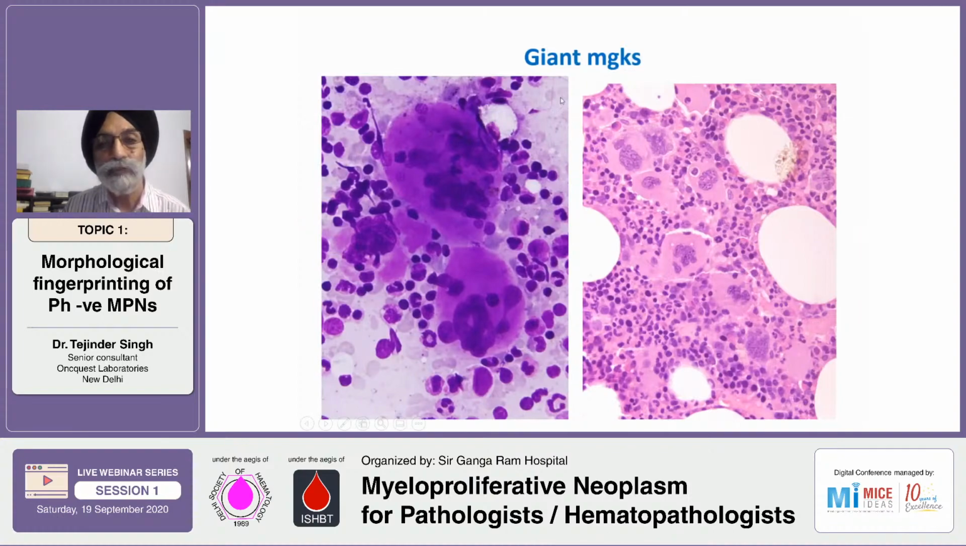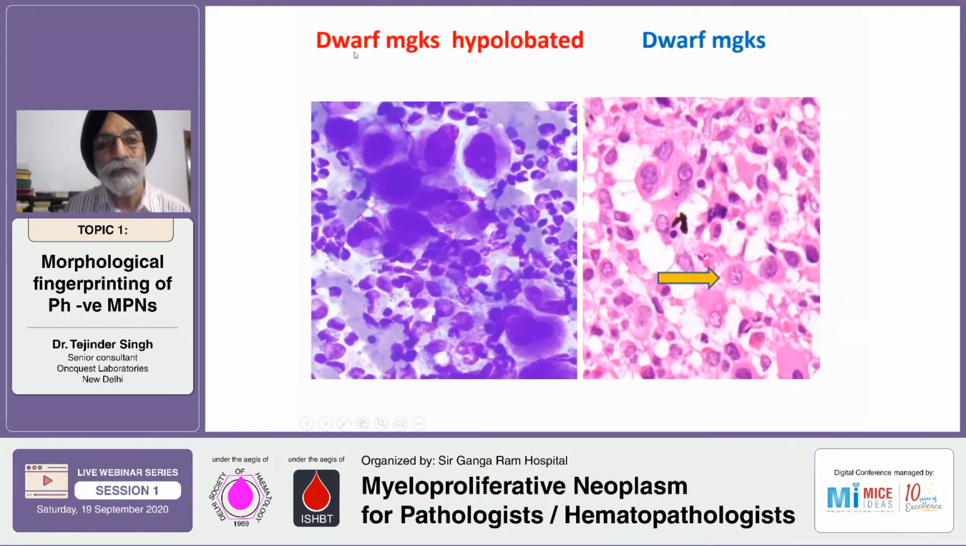And then we have giant megakaryocytes, where the megakaryocytes are huge. There is hyperlobation and staghorn type of nuclei are seen. You can see that these are large megakaryocytes, which we label as giant megakaryocytes, and these are seen in ET. Then we have dwarf megakaryocytes, where the size is small and the nucleus is hypolobated. The same is true on the bone marrow trephine biopsy, and these are mainly seen in cases of CML and also in some cases of PMF.